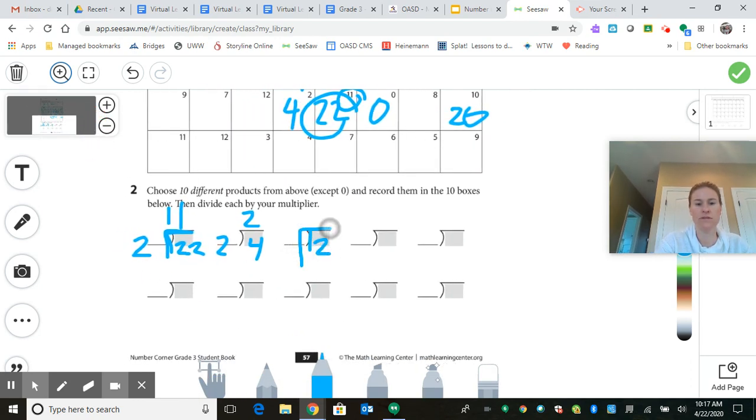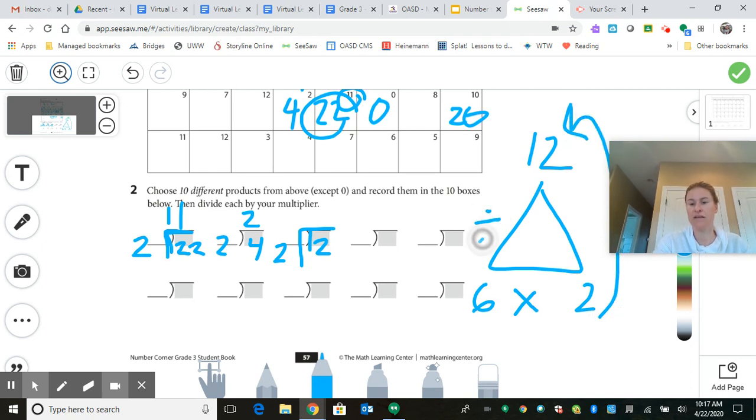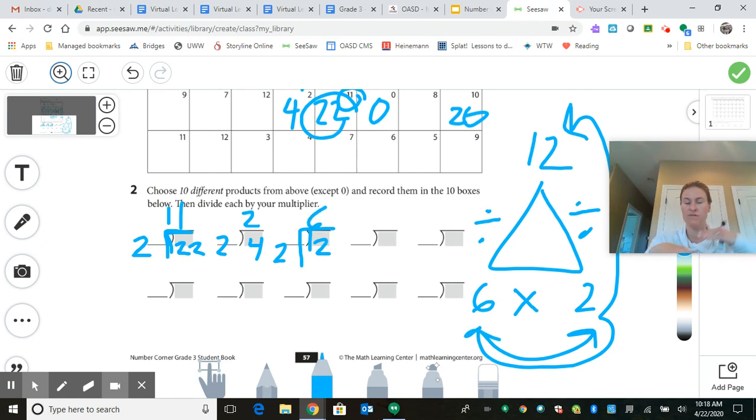If I look up at other examples that I have up here, I could pick 12. 12 divided by 2. Think about that family. 12, 2, and 6 were all together. They're all related. When I multiply these factors, I get 12. I can take 12 and I can divide it by 6 to get 2, or I can take 12 divided by 2 to get 6. So 12 divided by 2 is 6. It's the reverse of it.